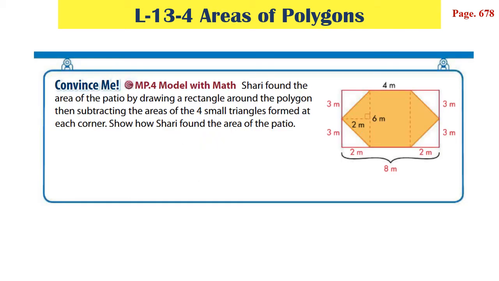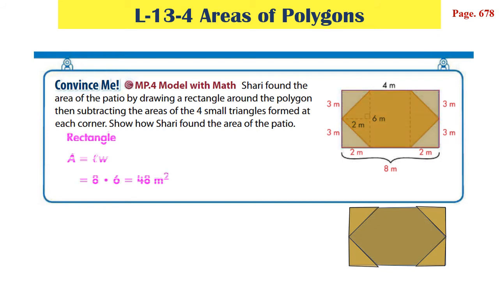All right. Now tell me the answer for the Convince Me question. Sherry found the area of the patio by drawing a rectangle around the polygon, then subtracting the areas of the four small triangles formed at each corner. Show how Sherry found the area of the patio. Very good. You can draw a larger rectangle and find its area, then subtract the areas of the smaller triangles in the four corners of the rectangle from the area of the larger rectangle.